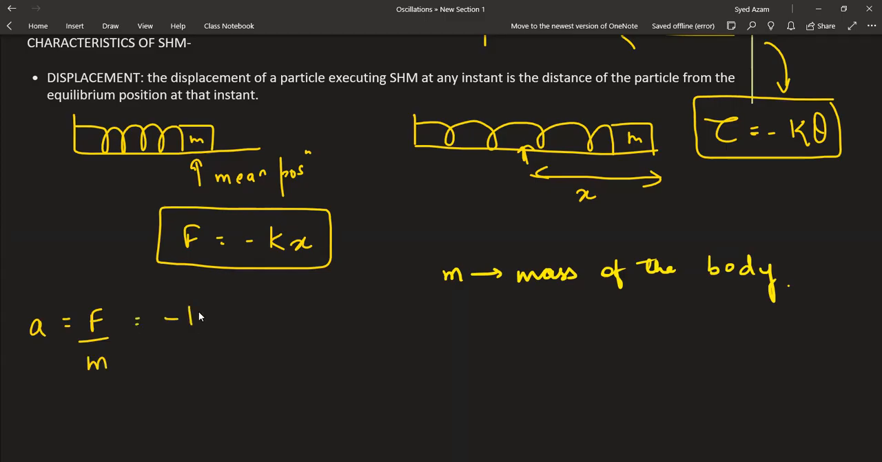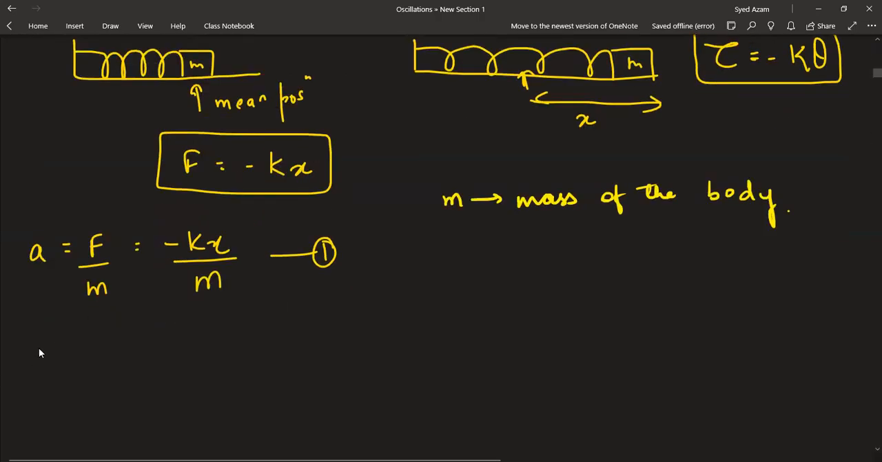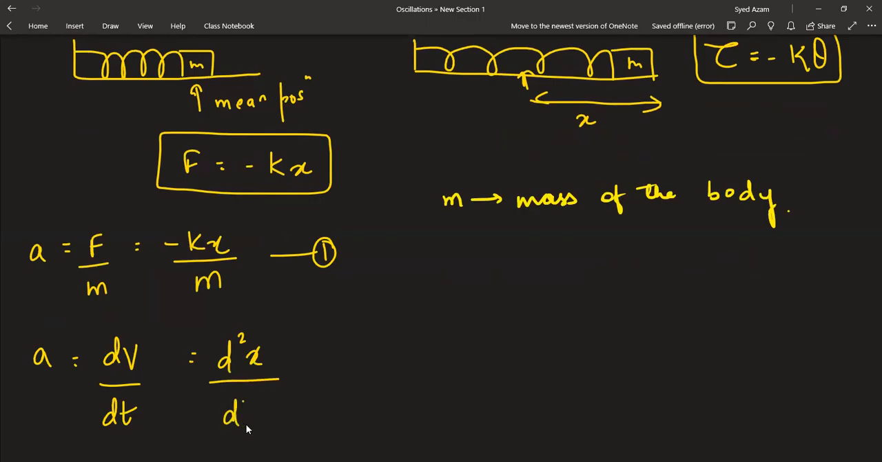Force is minus kx. So divided by m, this will be the acceleration. So this is one equation of acceleration. And one more equation of acceleration that you know is, see, acceleration is the double differentiation of position. Like this is dv over dt, so it will be written as d square x over dt square.